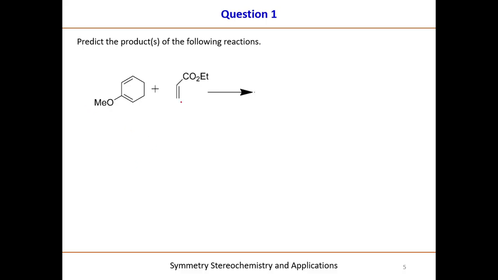So here we have a diene, and the diene contains an electron donating group. You have to find out the electron donating group present in the diene. All of you know that it is a methoxy group. And in the dienophile, which one is the electron withdrawing group? This is your dienophile.